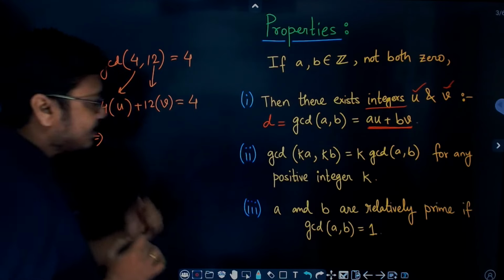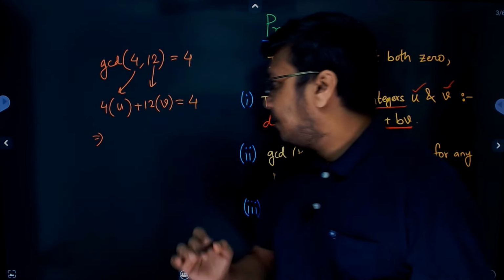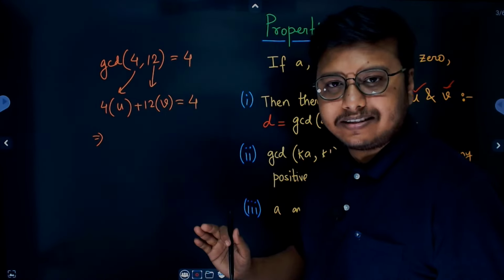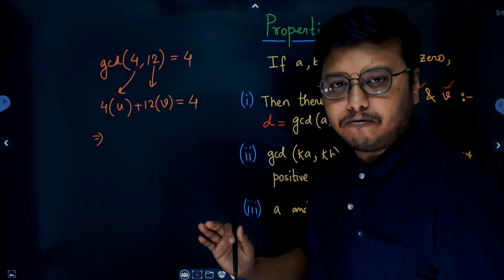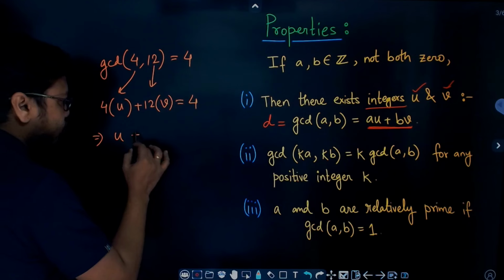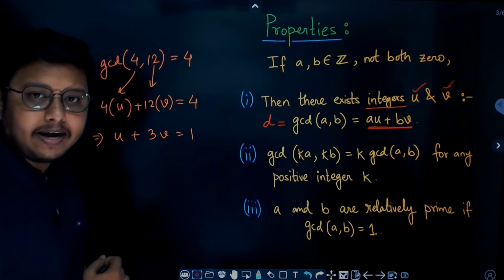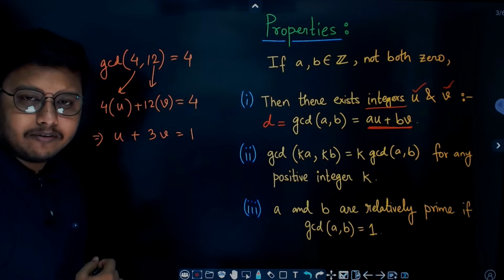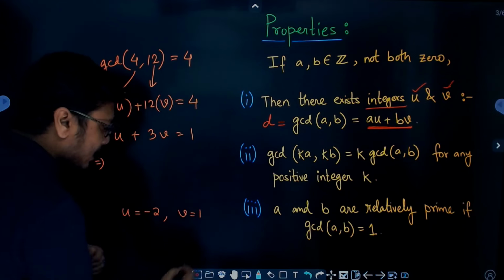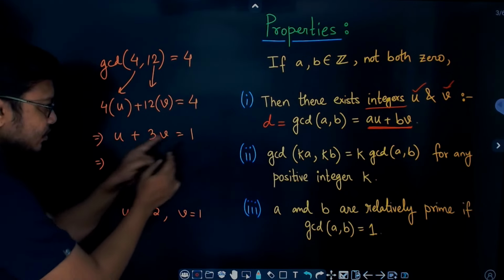Here I can divide the entire thing by 4 first, so that it will help me in the manipulation. Dividing the entire thing by 4 gives me u plus 3 times v equals 1. Now it's easy to find the u and v values because I have a 1 on the right side. So if I take the u value to be minus 2 and the v value to be 1, then minus 2 plus 3 gives me 1.